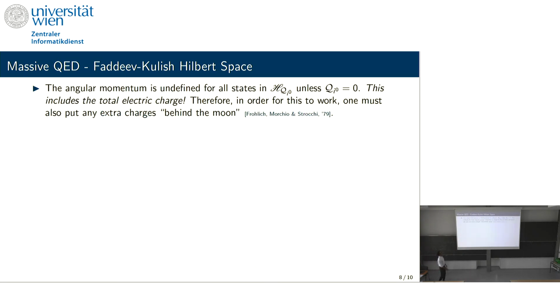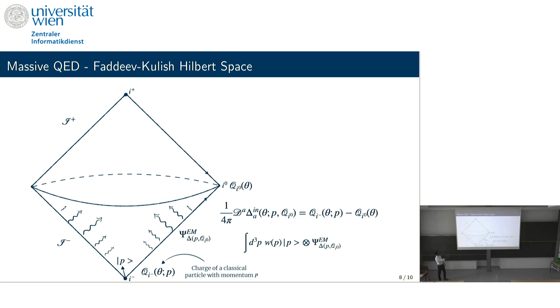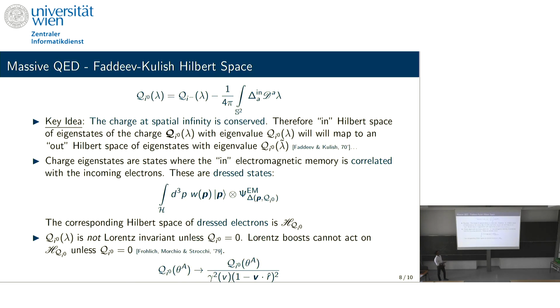Okay? So this is a little odd. Angular momentum is undefined on this Hilbert space unless I set all the charges to 0. That includes the total electric charge. So that means in order for this to work, one has to put basically all of these extra. So if I send in an electron and I dress it in that particular way, I have to send in also a positron, also dressed in exactly the same way as I'm describing here.